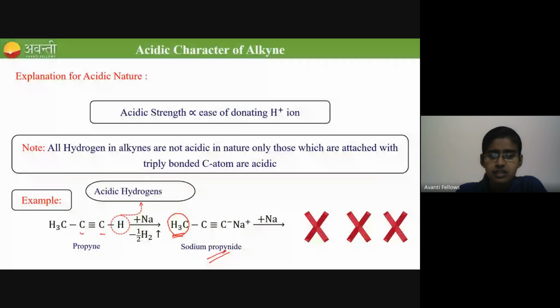So when you compare ethyne and propyne, which one is more acidic in nature? Can anyone tell me which compound is more acidic? Any idea? In ethyne we have two acidic hydrogens, right? In propyne we have only one acidic hydrogen. Which is more acidic? Unnati? Ethyne is more acidic because it has two acidic hydrogens. Okay, good. So I hope the concept is clear.